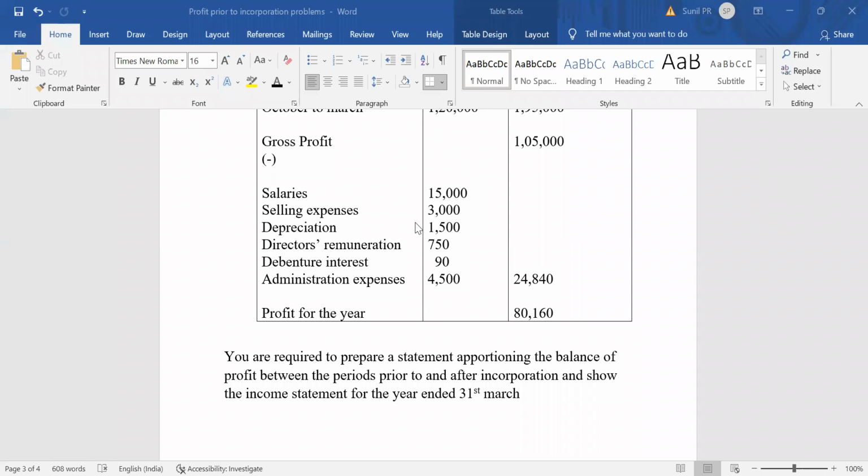Till depreciation we had done. Now we'll take director's remuneration. Director's remuneration and debenture interest, both we are taking only at the post-incorporation side. Just see the amount. Director's remuneration is 750, debenture interest is 90, administration expenses is 4,500. Just remember that.